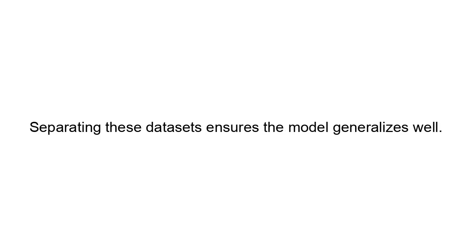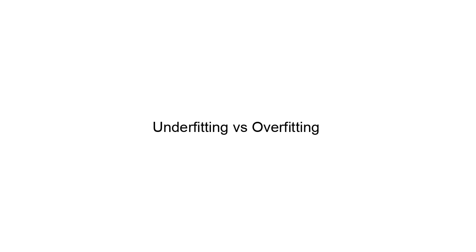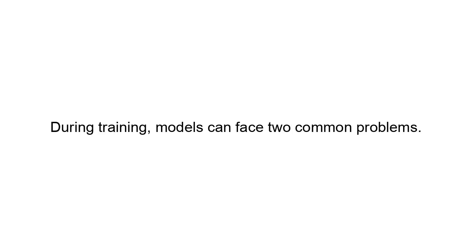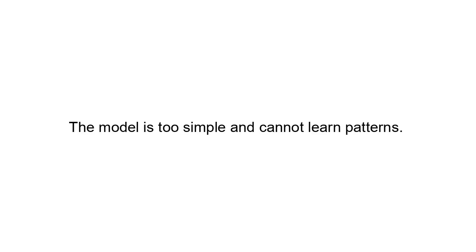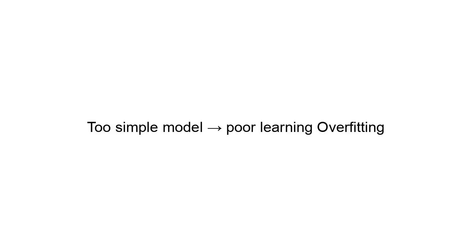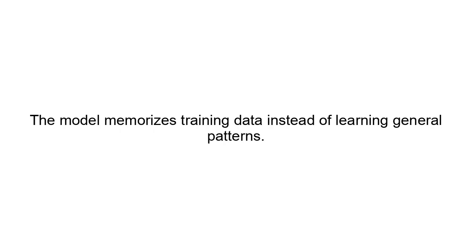Underfitting versus overfitting. During training, models can face two common problems. Underfitting. The model is too simple and cannot learn patterns. Example concept. Too simple a model means poor learning. Overfitting. The model memorizes training data instead of learning general patterns. Example concept. Too complex a model memorizes data. A good model balances learning and generalization.